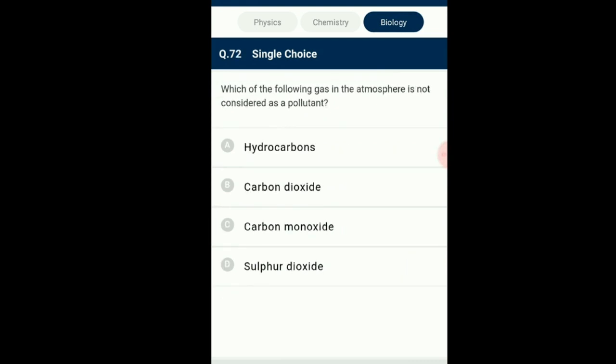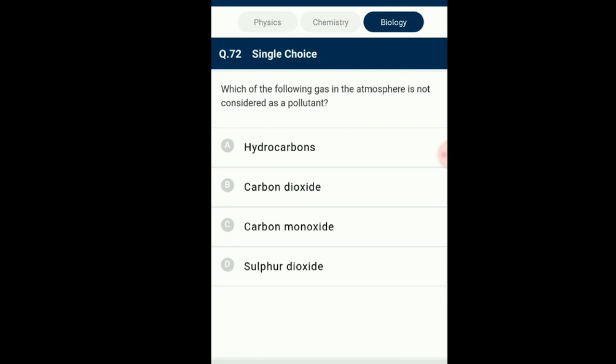Question number 72. Which of the following gases in the atmosphere is not considered as a pollutant? Substances that pollute or become hazardous to the environment are considered pollutants. Carbon dioxide is normally not considered a pollutant since it is part of the photosynthetic process of green plants. Carbon dioxide is used to make carbohydrates in photosynthesis.